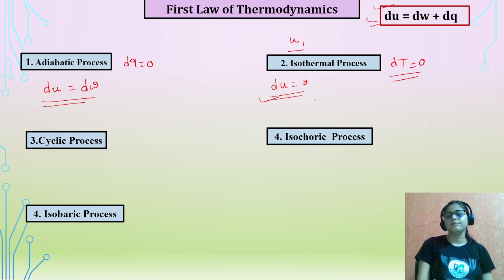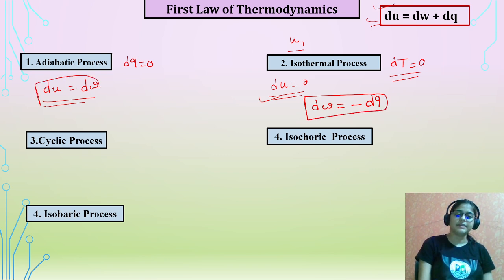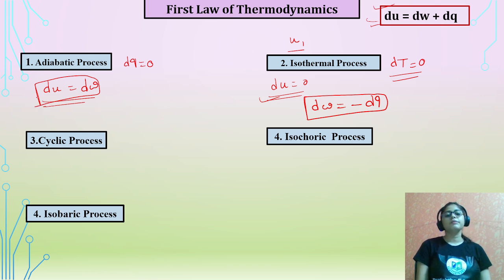So for the isothermal process, what will be the equation now? dW equal to minus dQ. Okay, this is the equation for isothermal. This is for adiabatic. You don't have to remember anything. Just remember for this kind of specific process what will be constant, so that you can put the values there. Some portions will be cut down, and then the rest of it will be the equation.